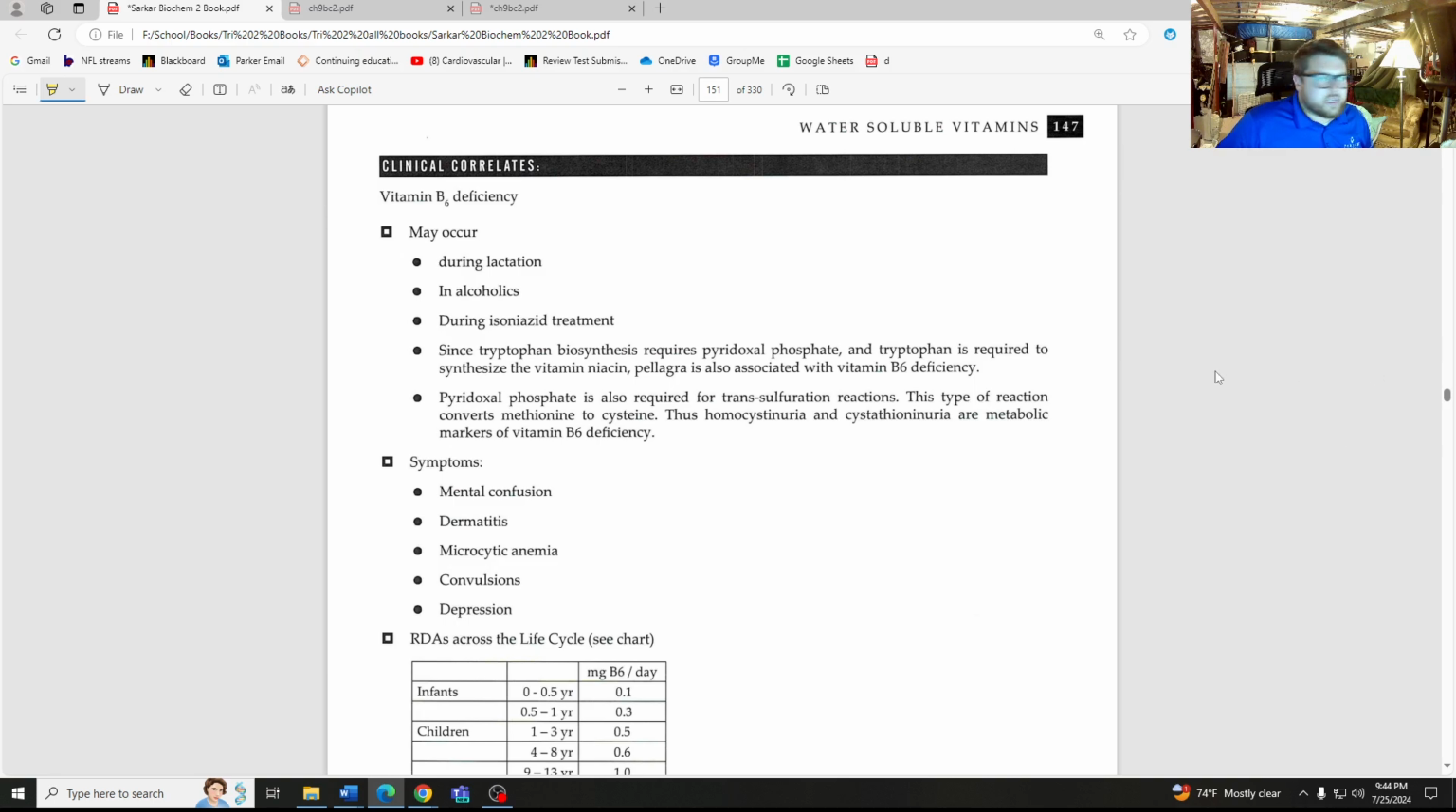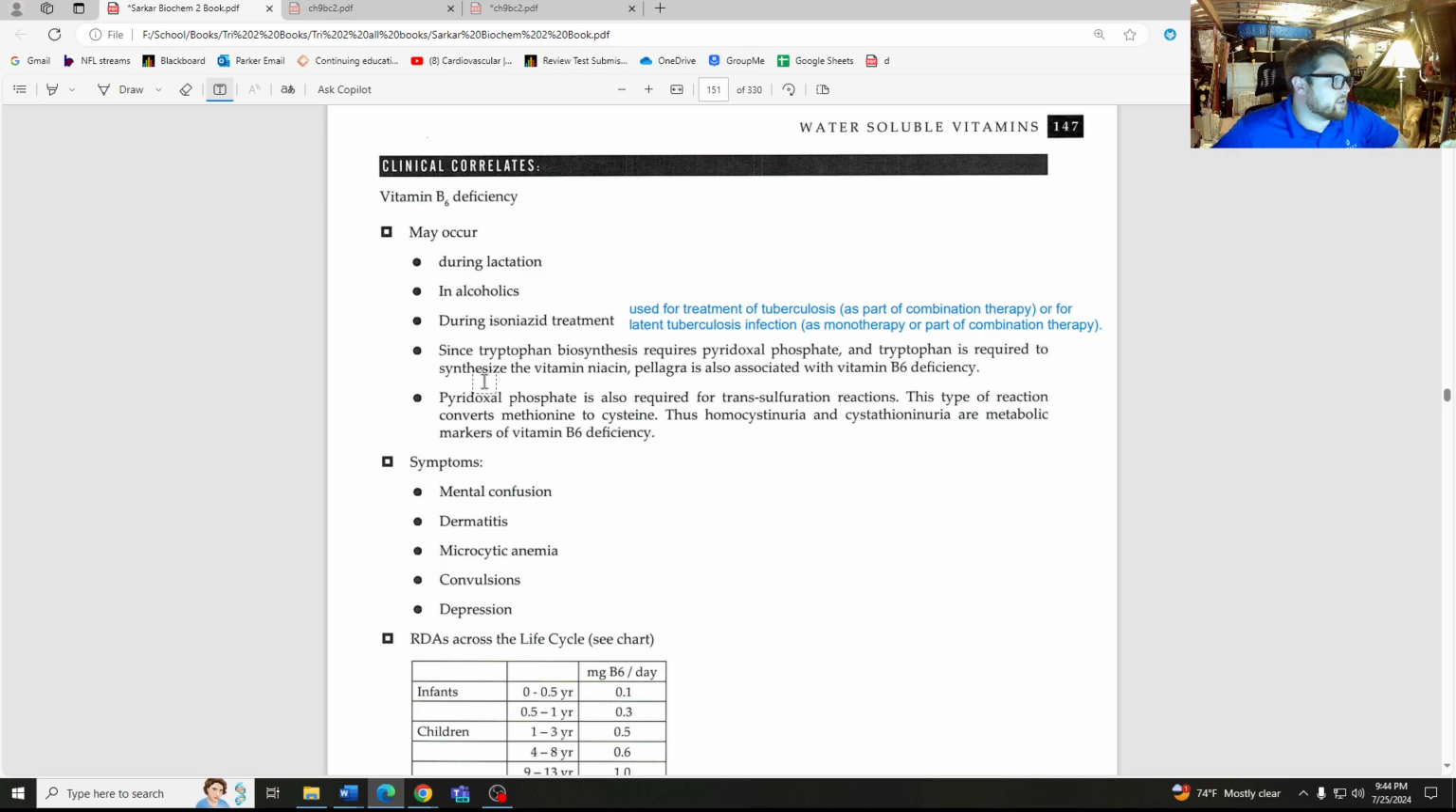Vitamin B6 deficiency can occur because of these reasons: lactation, alcoholics, isoniazid treatment. I don't even know what that is. I've never heard of that before. Isoniazid treatment is used for the treatment of tuberculosis. Interesting.